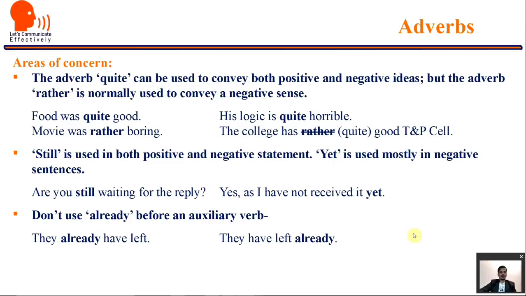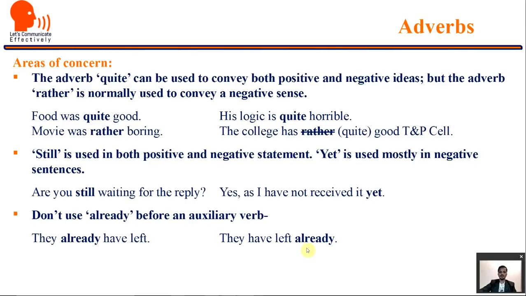Do not use already before an auxiliary verb. So the verb already, we should not use it before the auxiliary verb. For example, they already have failed. We have again this habit. They already have left. He already has gone. He already has come. We use that adverb already before the auxiliary. So the correct use is they have left already. He has submitted the assignment already.